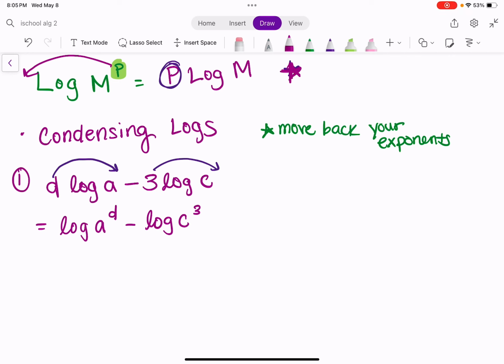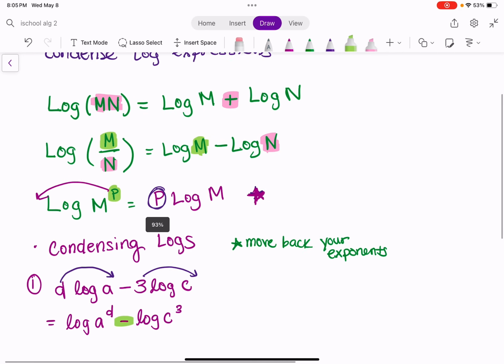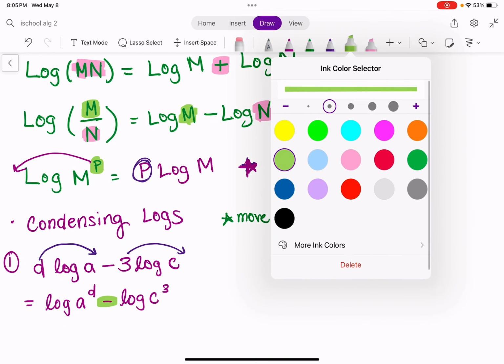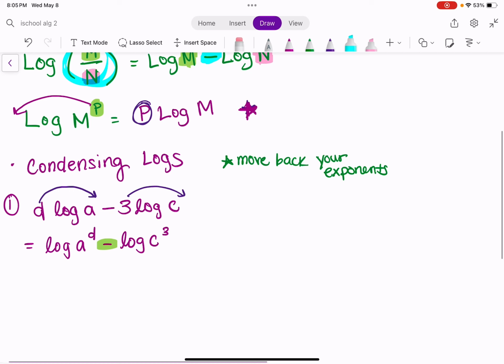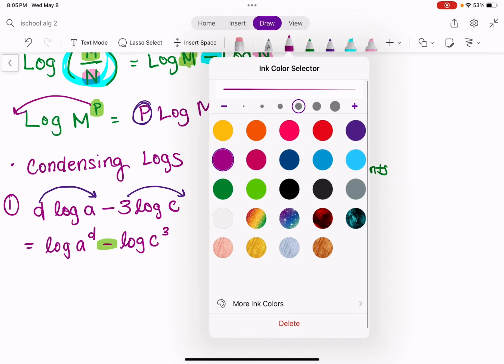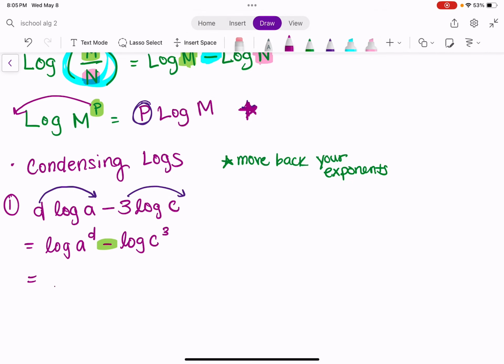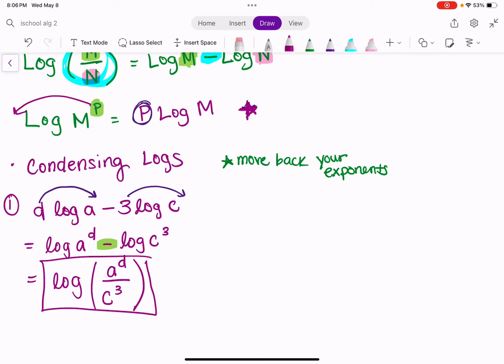Now I can condense this even further, right? Because I have this minus sign here, right? And if we look, we know that if there's a minus sign, I can condense it and use division. So I can condense this even further and say I can rewrite this as log, parentheses, a to the d over c to the 3rd. So I have officially now rewritten this as 1 log, okay?